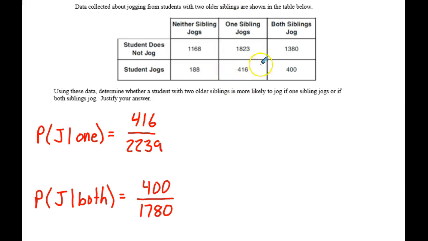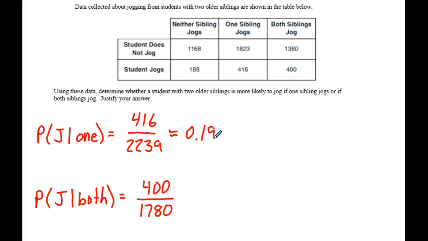For the first probability, the probability a student jogs given one sibling jogs, now we're only going to focus on this column where we have the data for one sibling that jogs. The number of students that do not jog is 1,823. The number of students that do jog is 416. So to find the total, we would add those two values together, which is where the 2,239 comes from. So now we take the number of students that jog divided by that total, and our approximation turns out to be 0.19 if we go to two decimal places.